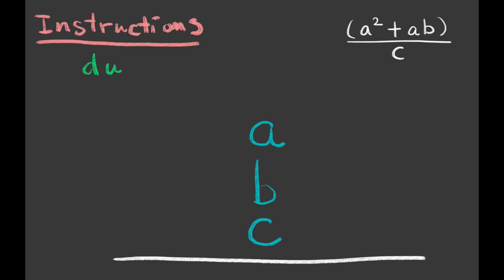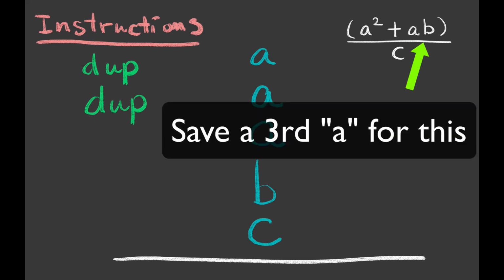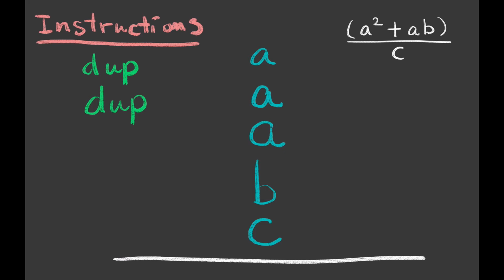Well, in order to square A, we had better make a copy of it. In fact, we need to make two copies of it. Two of them to calculate A squared, but the third one we need to save off to use to multiply it to B later. So we call dupe twice to get 3 copies of A. Next, we multiply to get the square of A.